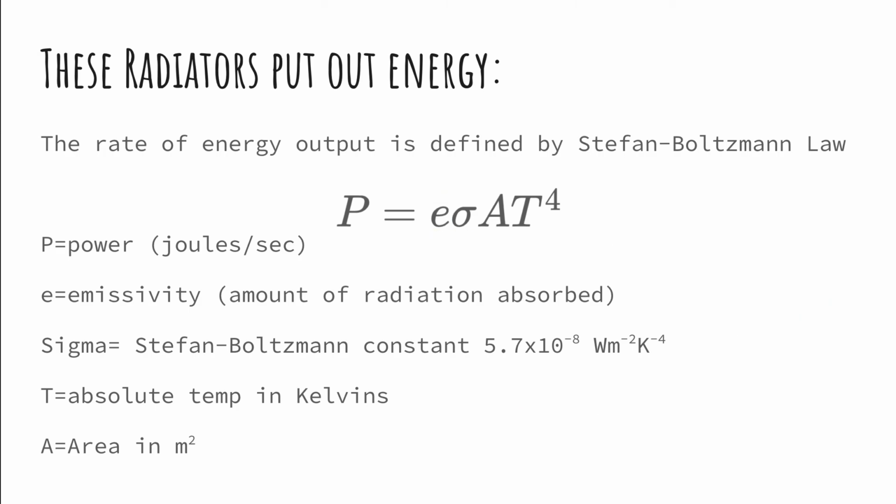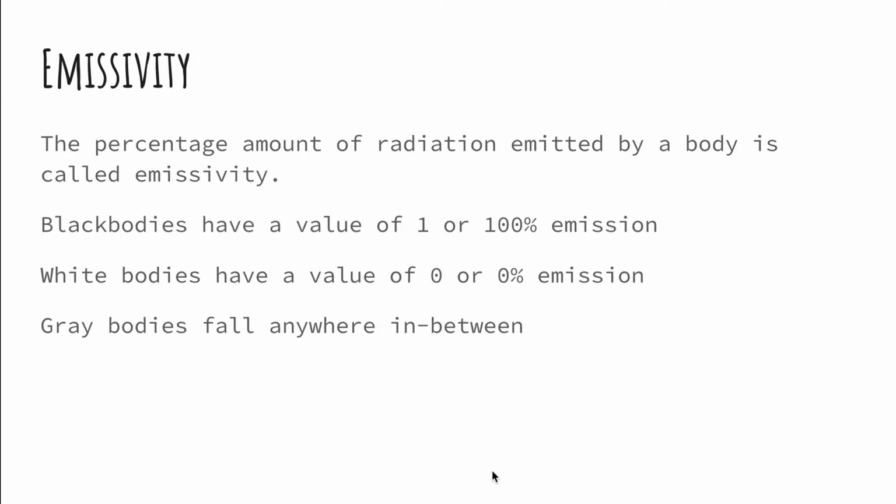And I think that is what I had to say about emissivity. Emissivity is the amount of radiation that is given off. Nothing is a true black body that gives off 100%. Nothing is a true white body, which gives off 0%. Almost everything is a gray body, so somewhere in between.